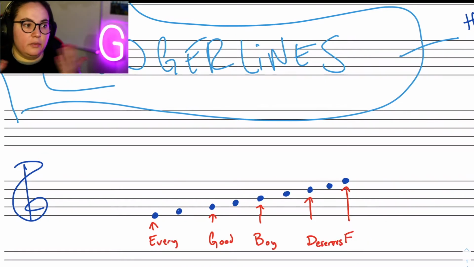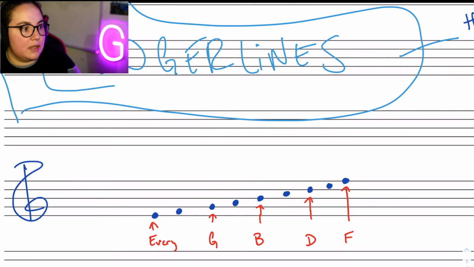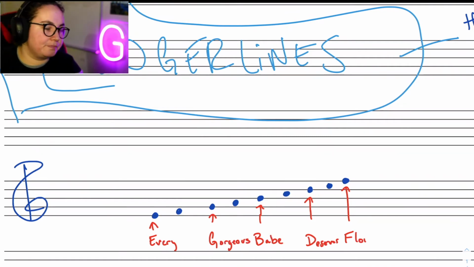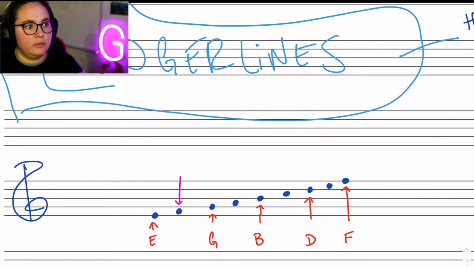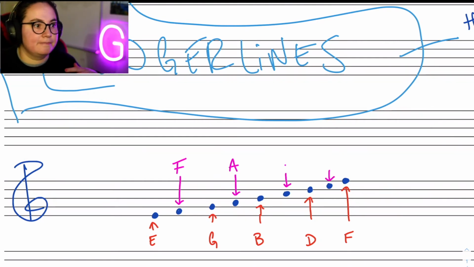Sometimes we say every good boy deserves fudge. Sometimes we say empty garbage before dad flips. Sometimes we say every gorgeous babe deserves flowers. Whichever one sticks with you. Then we have to look at spaces, notes between lines, and those are pretty easy. They spell face.